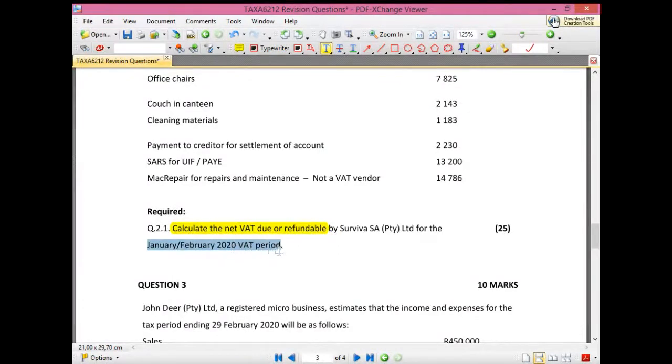This is a 2-month VAT period, so that is generally a company that earned less than 30 million during a year, that would have been registered on a two-month VAT period. Now, based on the information, you have to work out the output VAT, the input VAT, and then only can you calculate the VAT due or refundable.